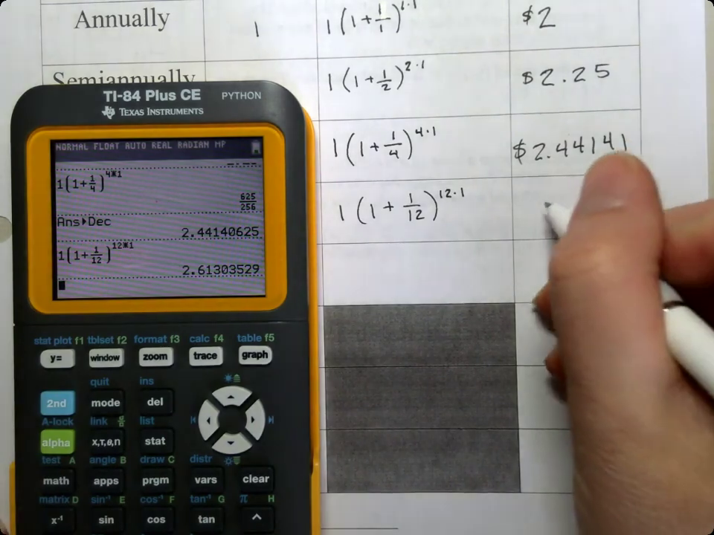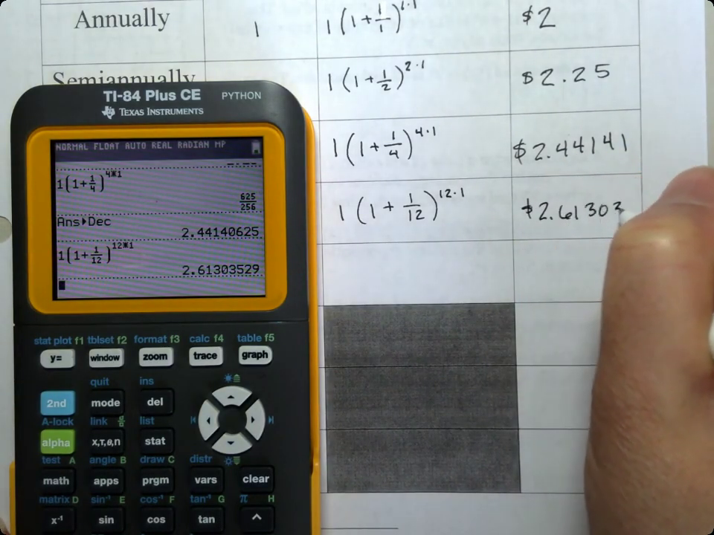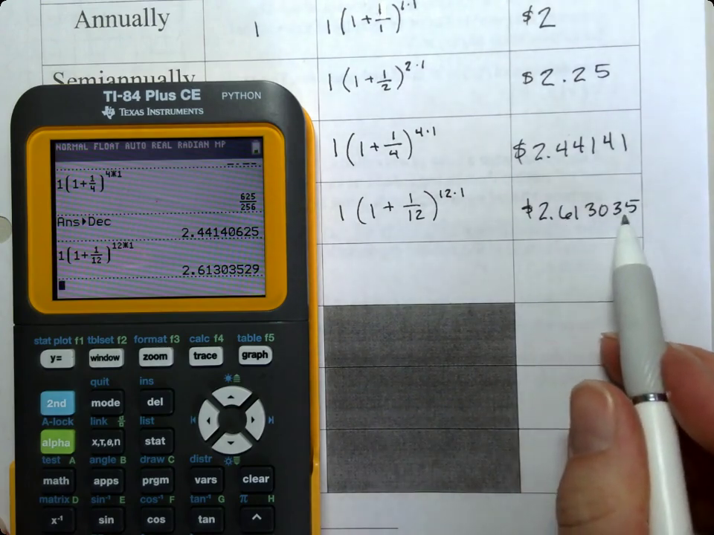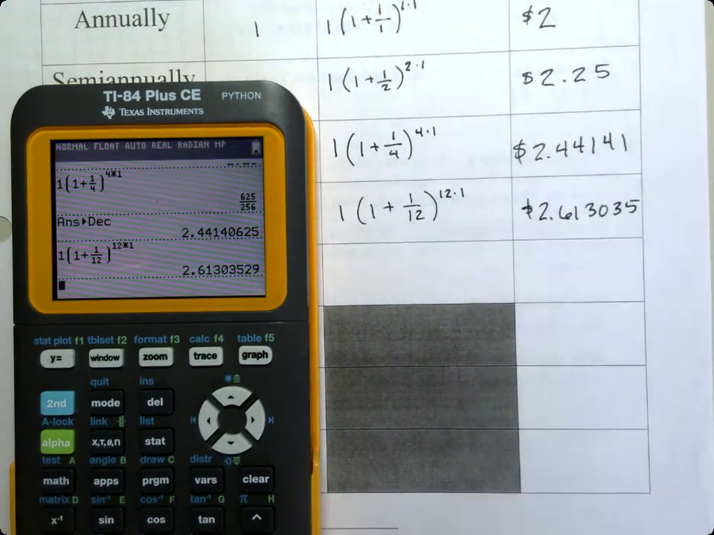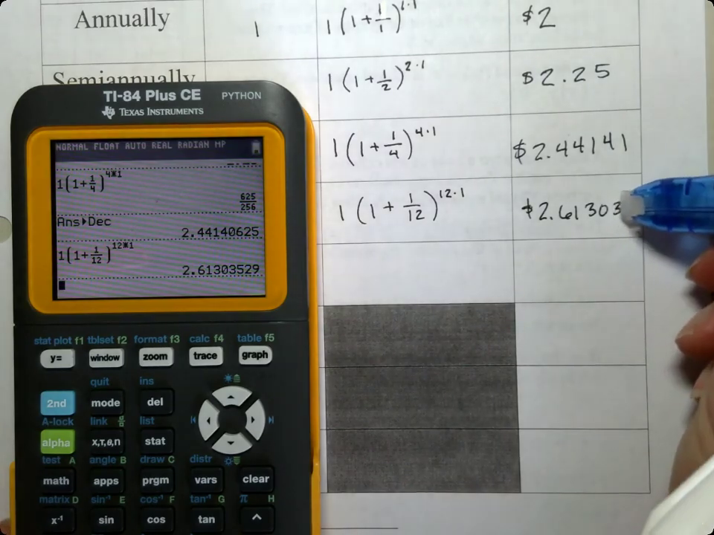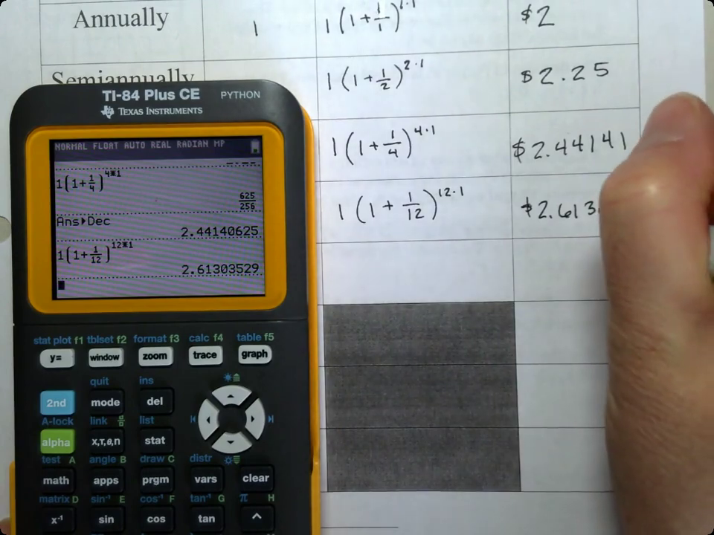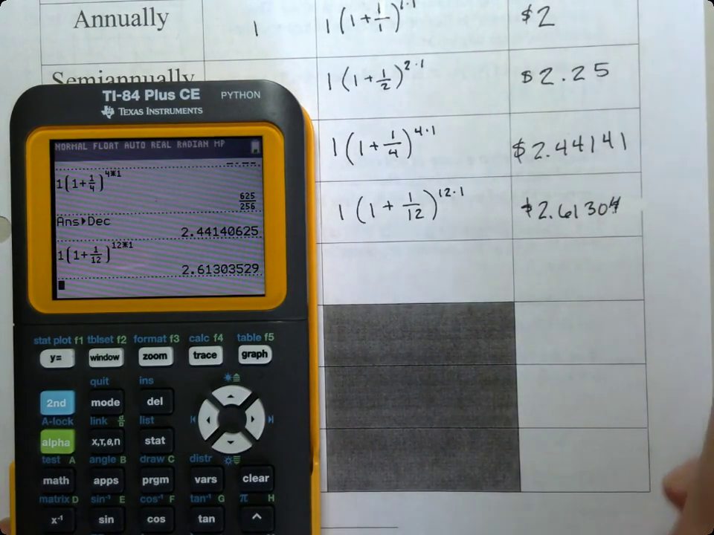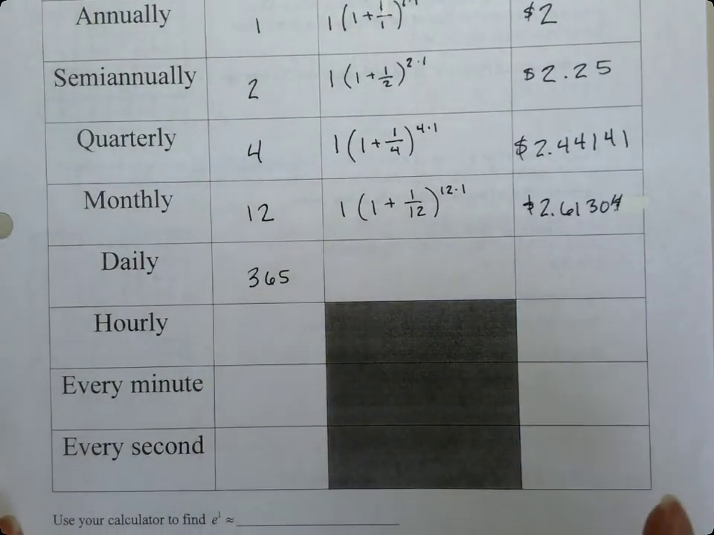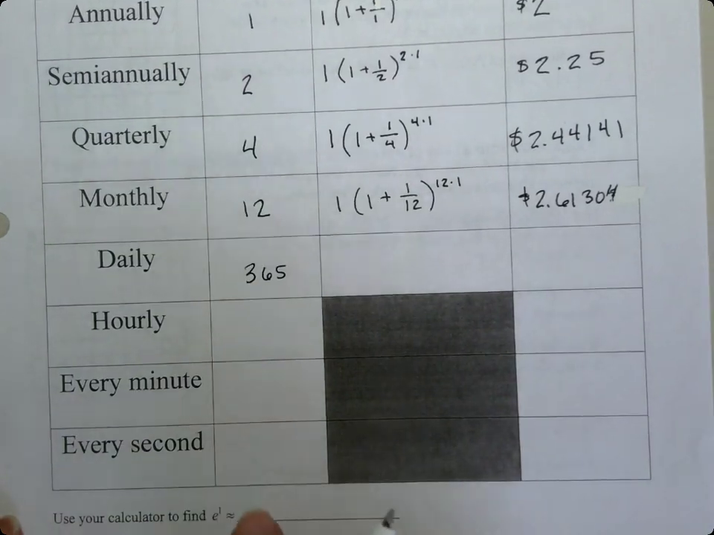And I get 2.613035. Oops, sorry. So what should end up being if I'm going nearest 5 decimals? 4. We're keeping decimals because the numbers are going to start getting close together. Okay, go ahead and do for the 365, and then I will talk about the next couple ones.